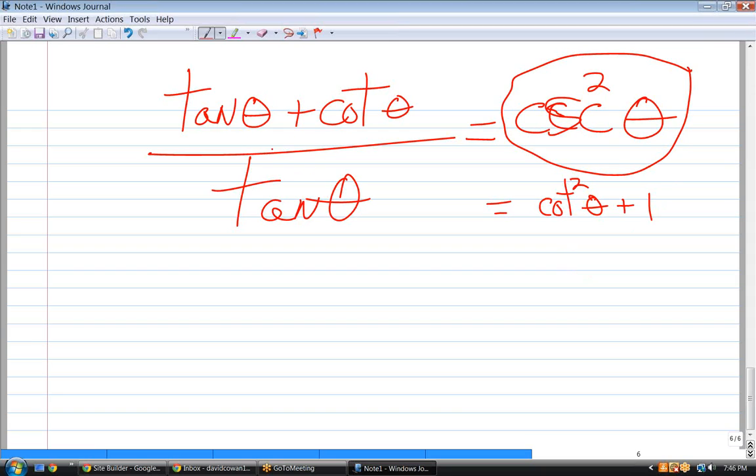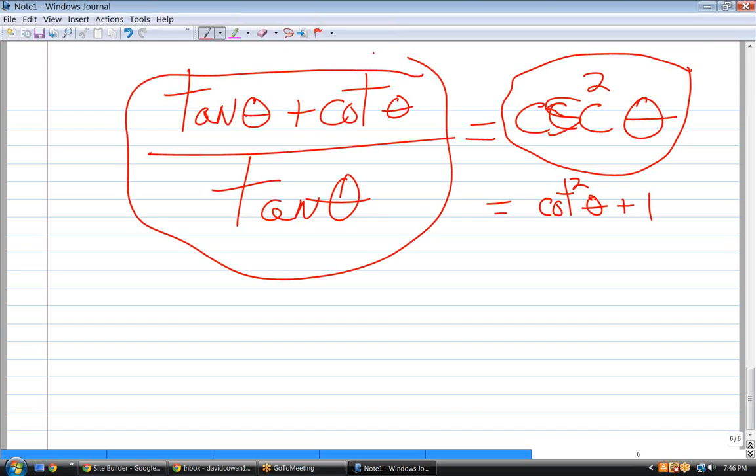Let's change everything on the left side of the equation to cotangent. You see why? Rather than tangent. In other words, it would be easier to just change that to tangent, but we know that we're trying to get the cotangent squared plus 1. So we're going to work with the left side. There's a couple of ways to get it, and let me show you both of them.